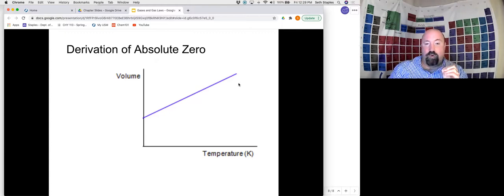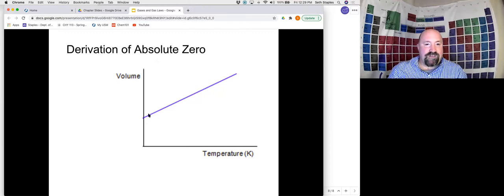It's pretty easy to set up experiments where we have some sample of gas, and we manipulate the temperature, and we record the new volume. In doing so, we can plot what the volume of this gas sample is at various temperatures. So we can get this plot.